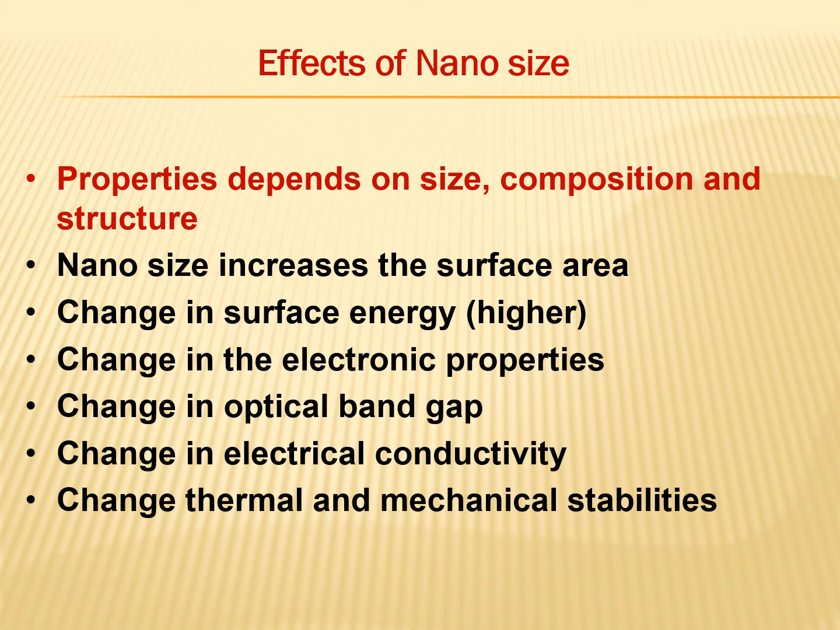So because of size changes, all types of bulk properties change, and it is particularly different from their bulk materials properties. Sometimes the material is non-conducting in bulk, but it is converted into conducting in nano size. So it varies because of size variation, because of nano size.